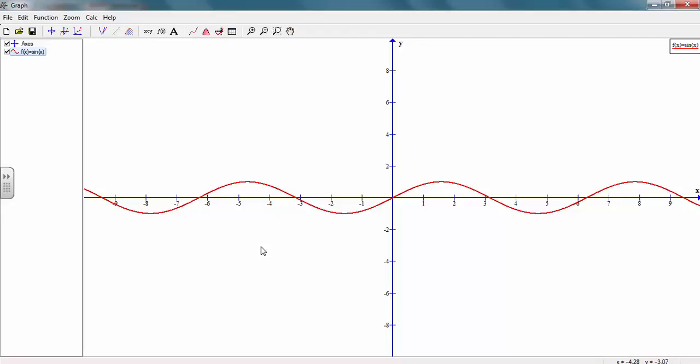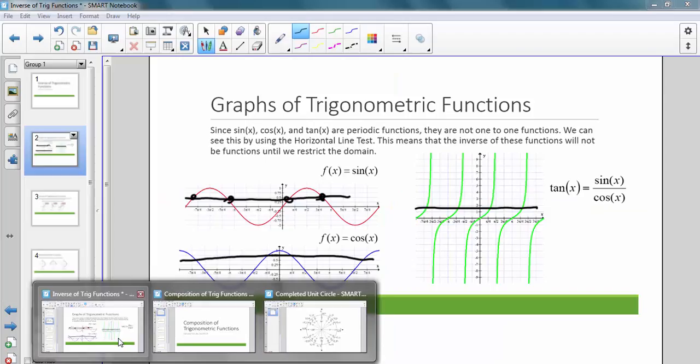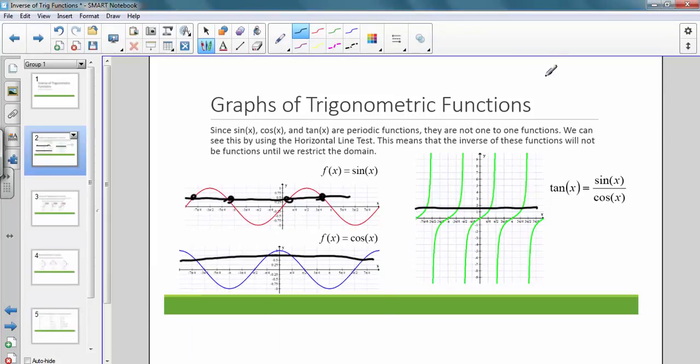So if you recall, the inverse of a function means that we swap the x and the y. So if I go back over here, y equals sine of x, and I swap my x's and my y's, I get x equals the sine of y, which can be rewritten as y equals the sine inverse of x, which is where these inverse functions are coming from.